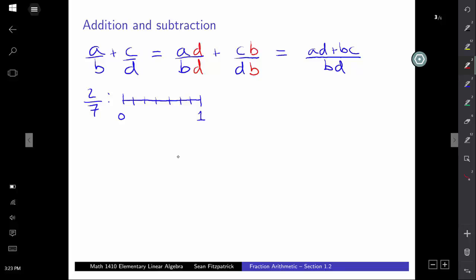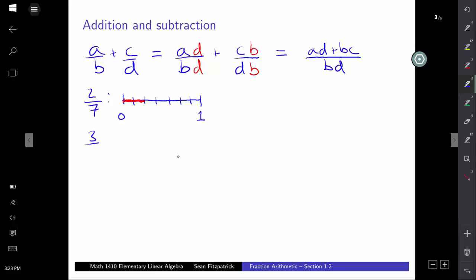The numerator, the 2 up top, tells you how many of those pieces you should take. I should take 2 of them. So that chunk of the number line there, the length of that piece of the number line, gives us a visual representation of the fraction 2 over 7.